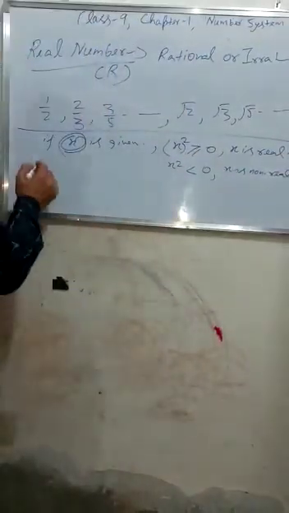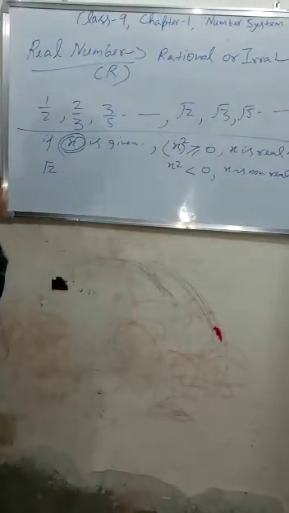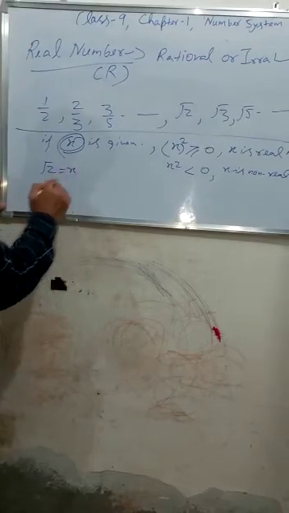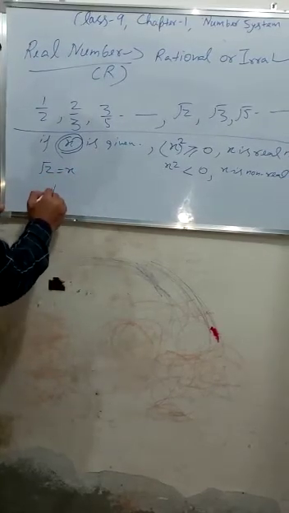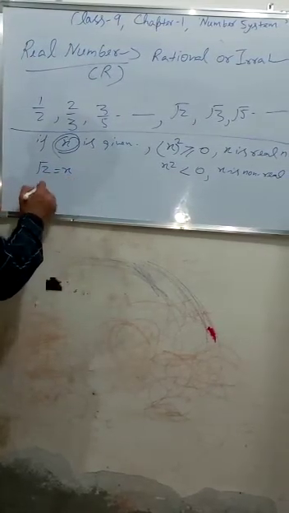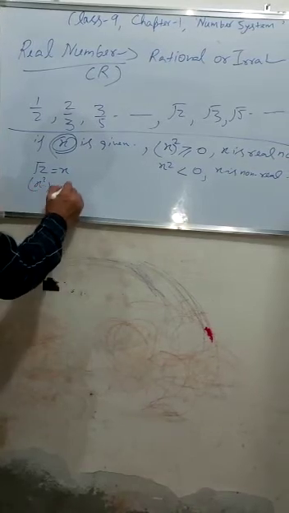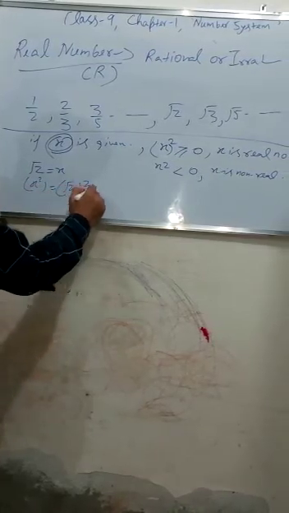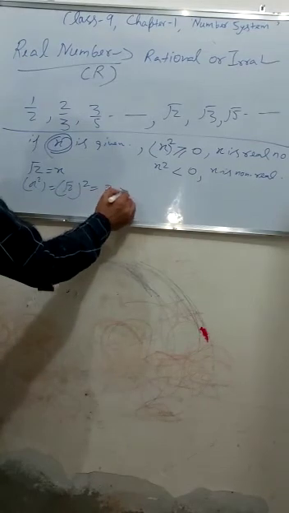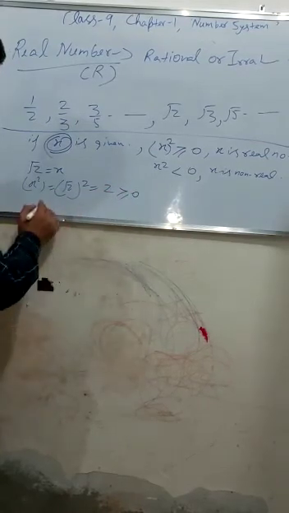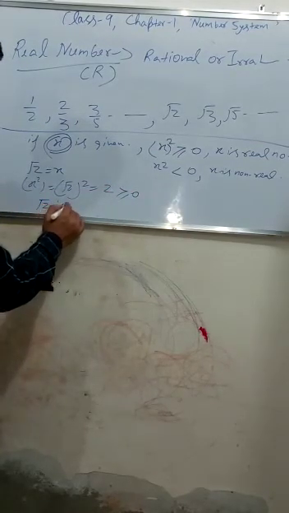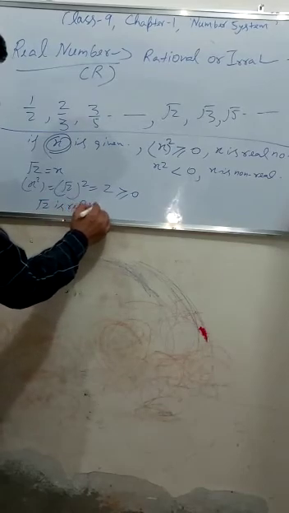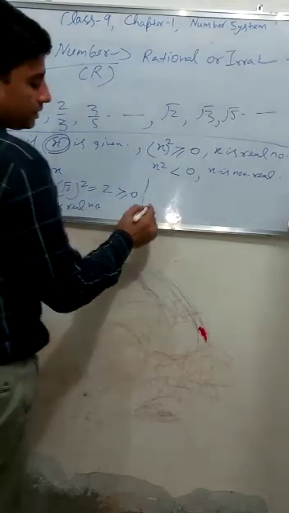For example, suppose the number is under root 2. Let x be under root 2, and we do its square, x square, that means under root 2 square. When we do under root 2 square, this is 2. What about 2? 2 is greater than or equal to 0 or not? That means under root 2 is a real number.